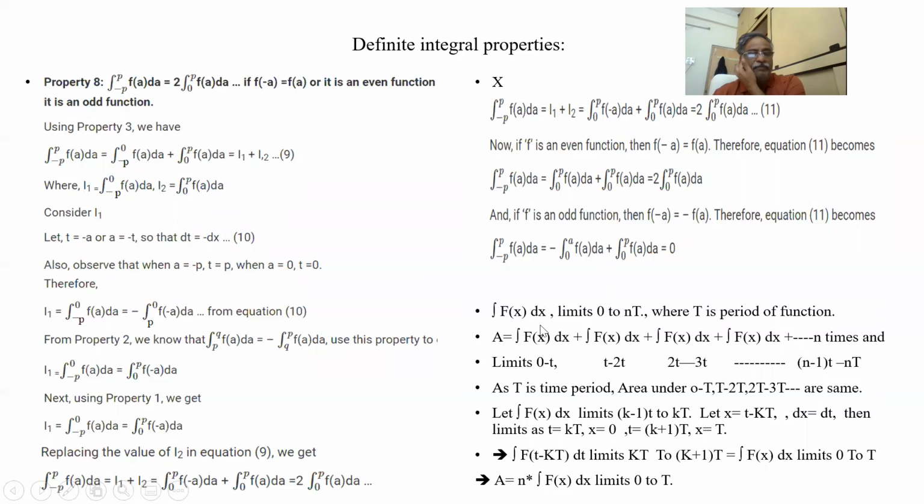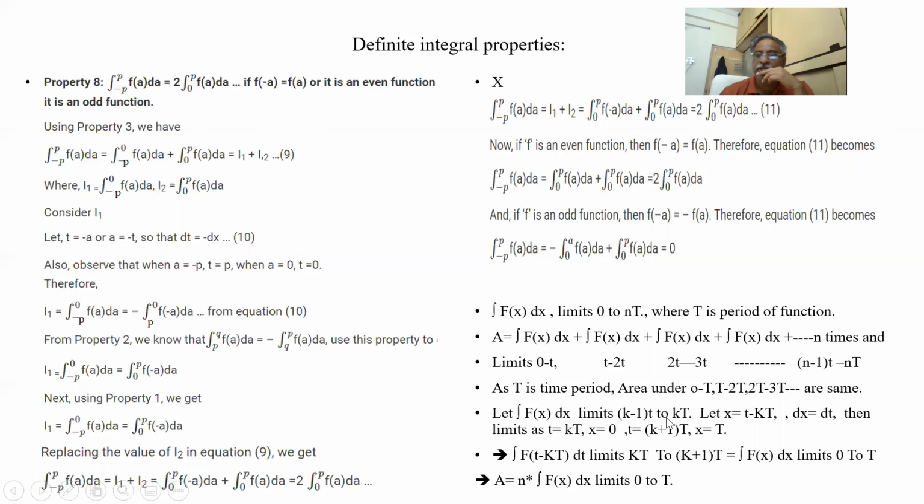Let us say another property. Integral of f of x dx with limits 0 to nT, where T is the time period. Let us say sine theta. Here the period of the function is 2 pi. Every 2 pi, sine repeats. So for a number of 2 pi's, I can simply add the areas. So 0 to T plus T to 2T plus 2T to 3T, all areas are the same because of the same time period. So n into 0 to T f of x dx. By physical understanding, we can do this. Or we can substitute.